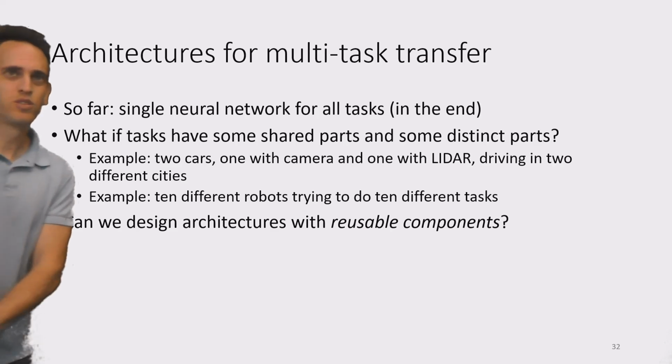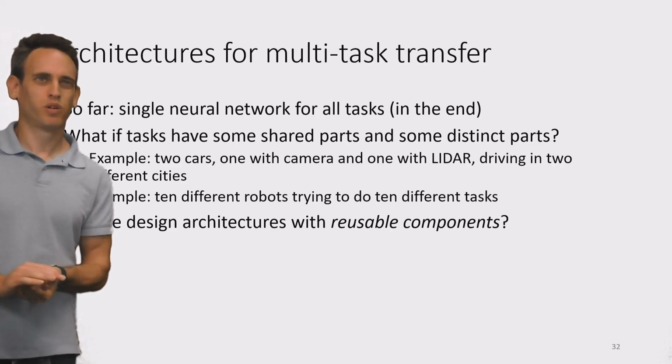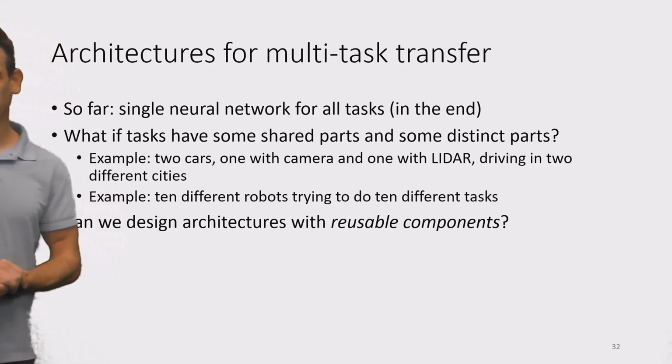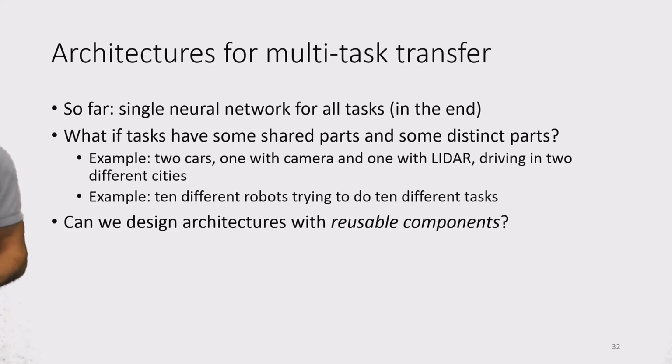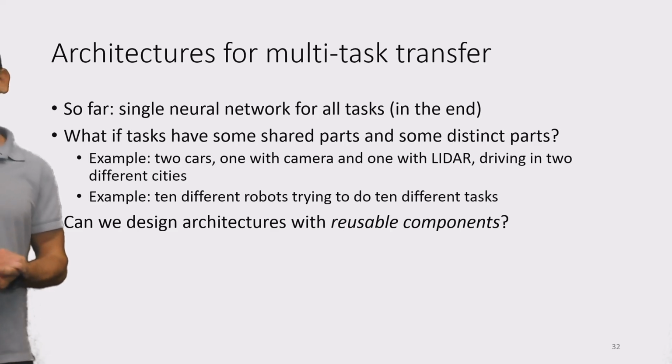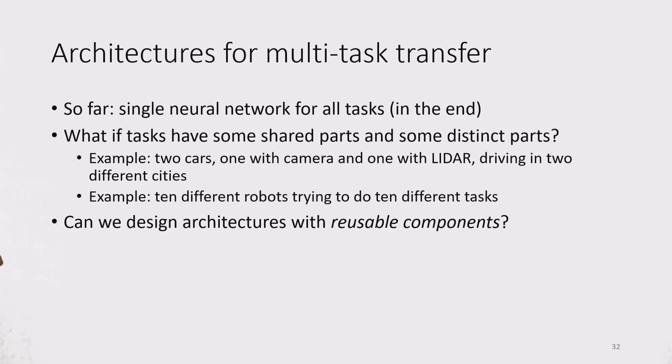Okay, finally, let's consider one more assumption that we throw into the mix that, again, might be very relevant in many real-world applications. So far, we try to train a single network, one network for all tasks at the end, or maybe for a target task. What if tasks have some shared parts and some distinct parts?